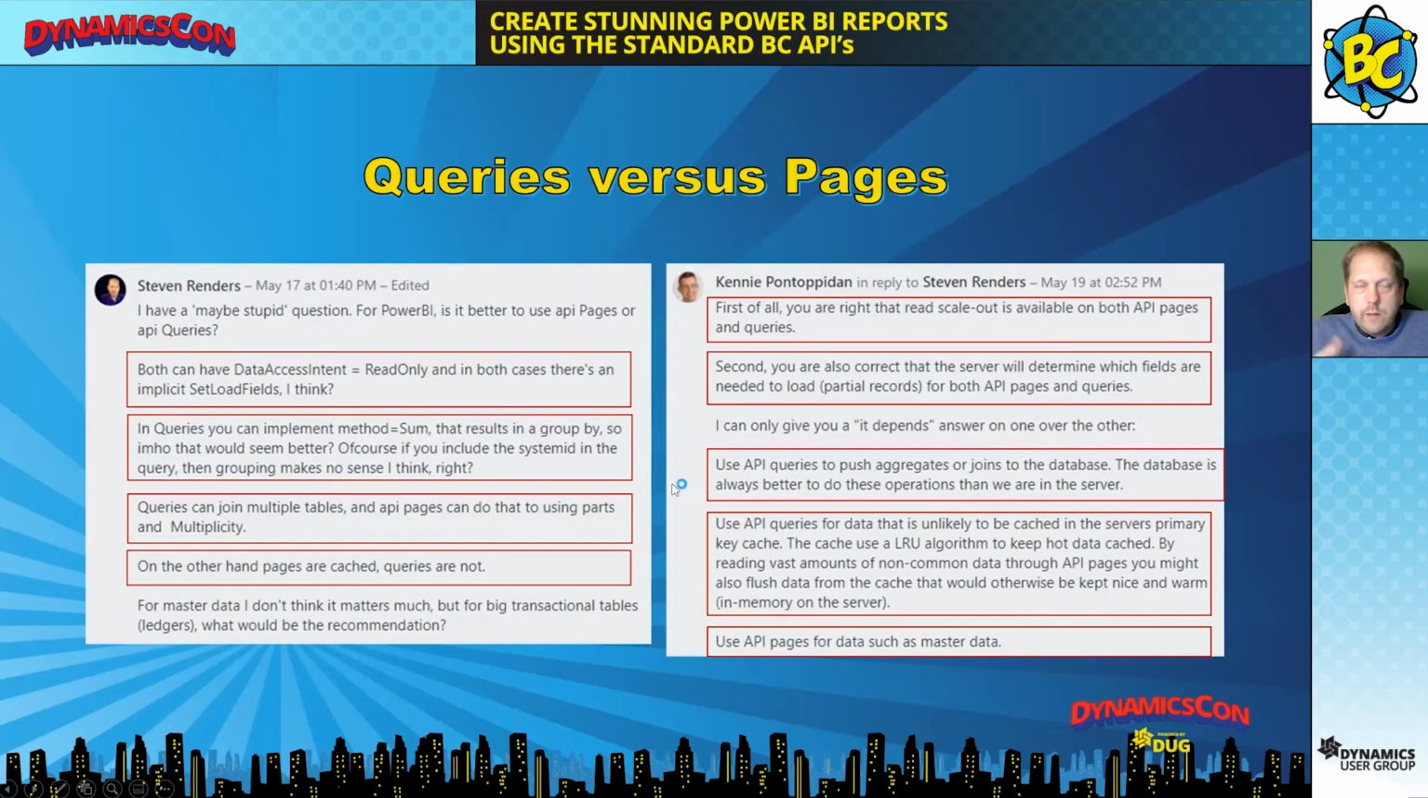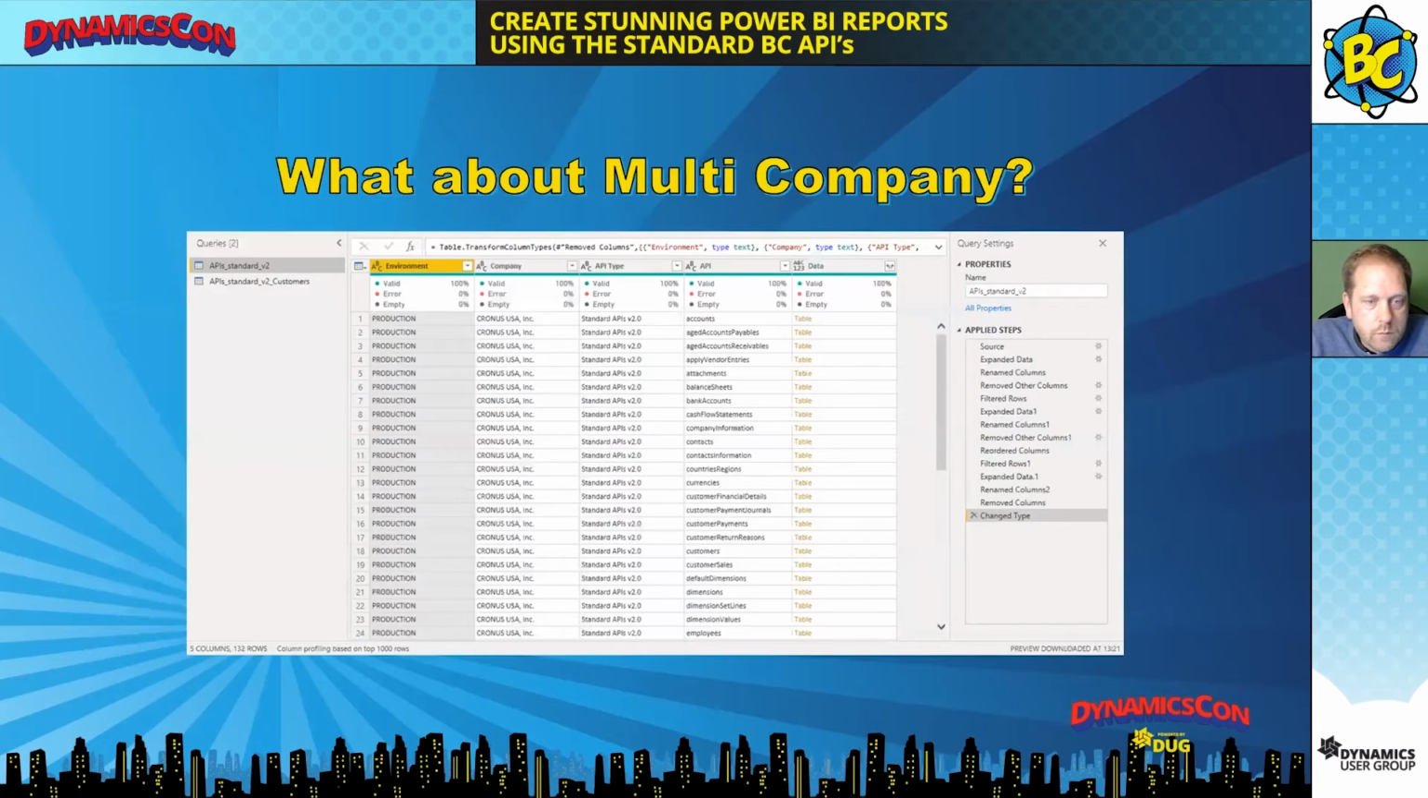Now, I asked that question a long time ago to Kenny from Microsoft, and I asked, okay, what is better for Power BI, page APIs or query APIs? And basically Kenny said, well, for master data, page APIs might be a little faster because they're cached on the server. For transactional data, queries might be more interesting because they can aggregate data doing a group by. So that's simply a slide for your information.